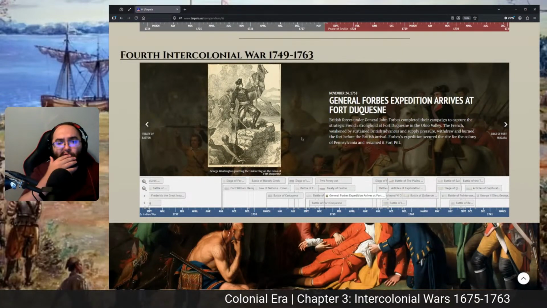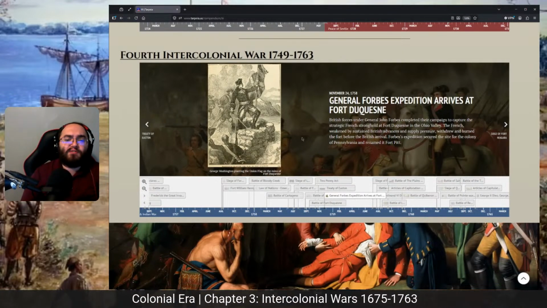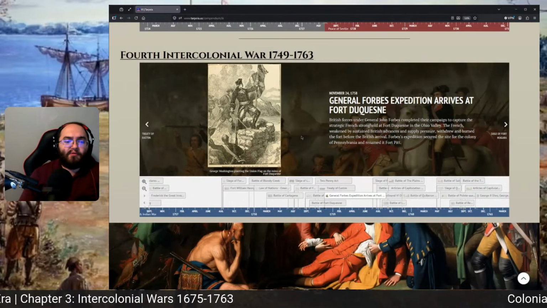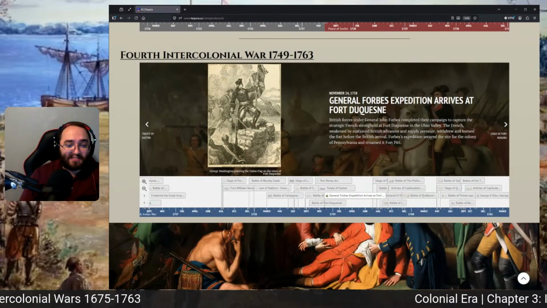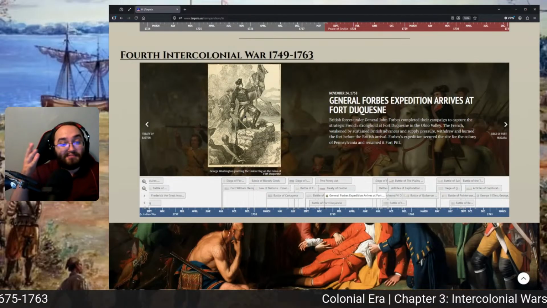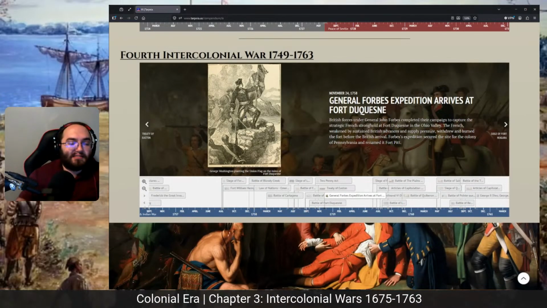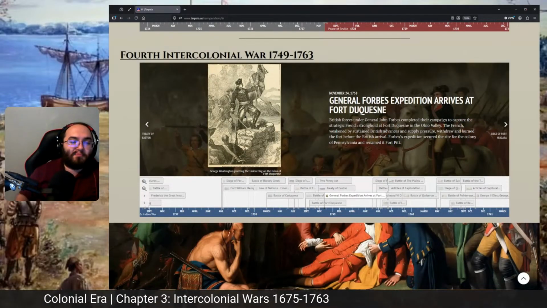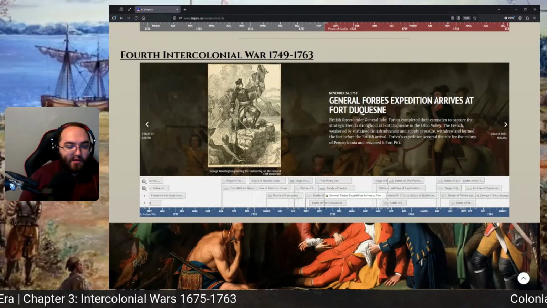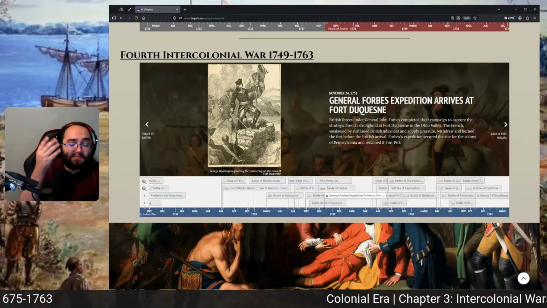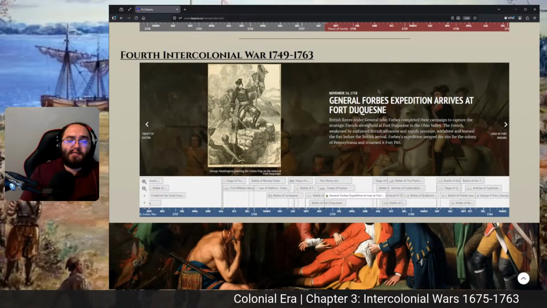Here's General Forbes' expedition arriving at Fort Duquesne, and this is an engraving of George Washington, and this might be depicted in the film tomorrow. We'll see. This is a depiction of George Washington planting the Union flag on the ruins of Fort Duquesne, and this is during the French and Indian War in 1758.